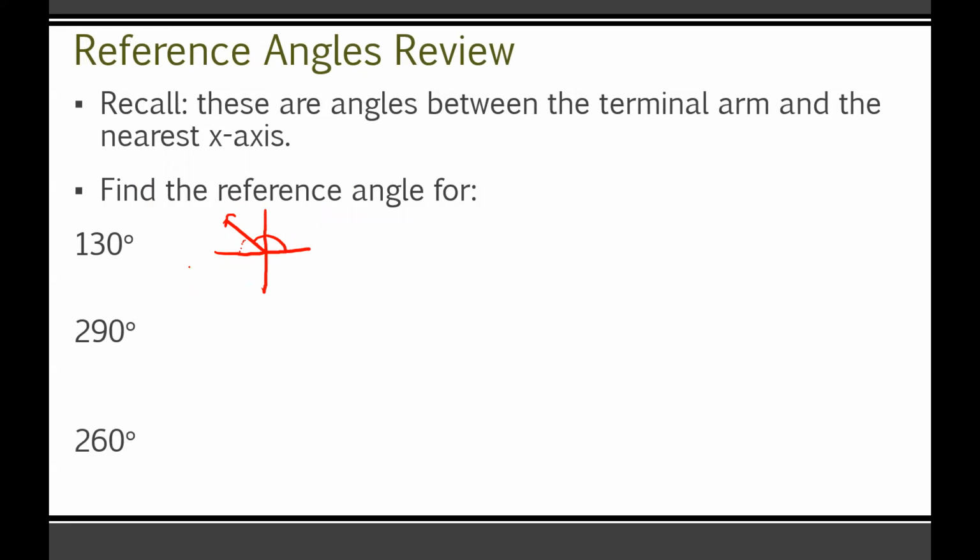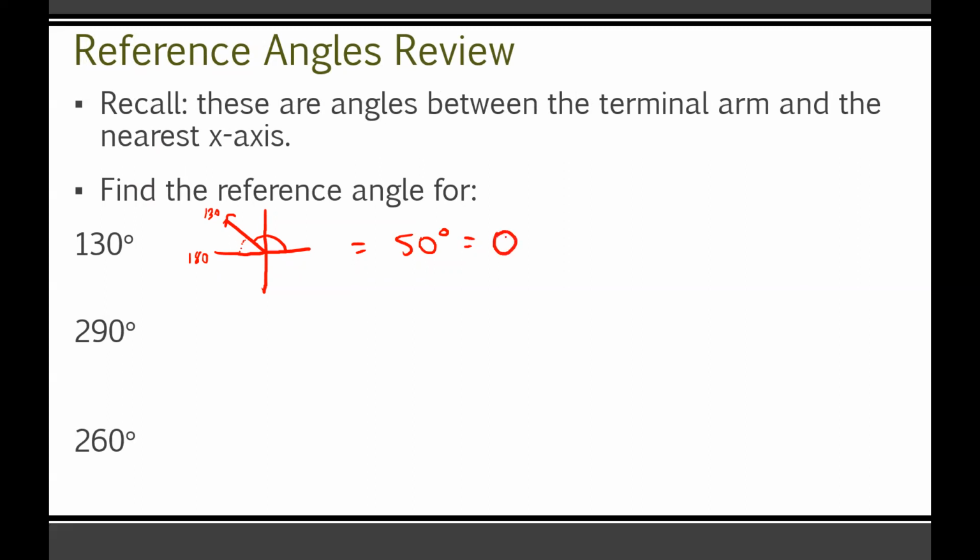Now here's the deal. We know that this over here is 180 degrees, but we know that this angle is 130. When you're looking for a reference angle, you just have to figure out the distance between your terminal arm and that nearest x-axis. So in this case, because it's 180 degrees at the x-axis over here, and we have 130 degrees on this terminal arm, the difference between those two is just the difference between 180 and 130. Namely, that would be 50 degrees. Because 180 minus 130 is 50 degrees. So 50 degrees, we can say that's our reference angle.